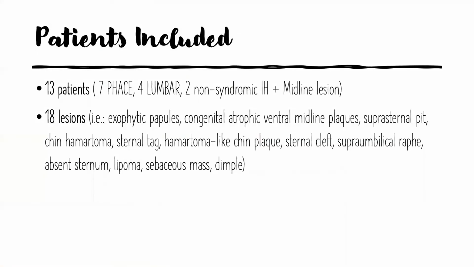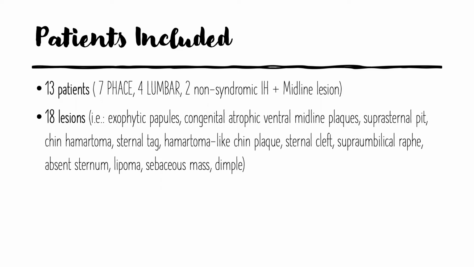Patients were included in our study if they had an infantile hemangioma and a midline lesion. We looked at 18 midline lesions from 13 patients to look for similarities that might point to which cell types were involved in the formation of both midline lesions and infantile hemangiomas. Of the 13 patients included in this study, 7 were diagnosed with PHACE syndrome, 4 were diagnosed with lumbar syndrome, and 2 had non-syndromic infantile hemangiomas plus a midline lesion.